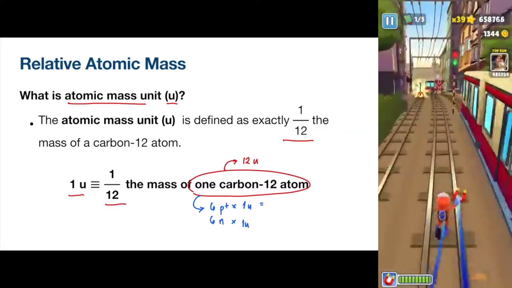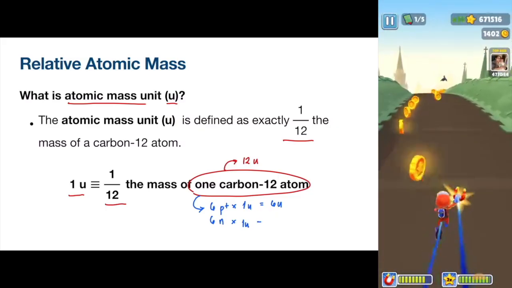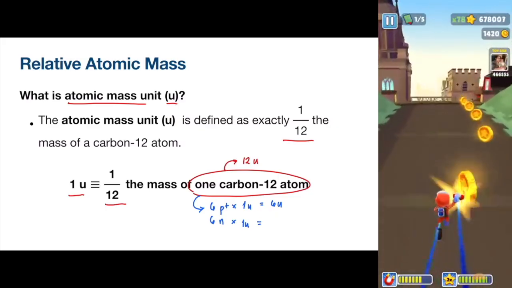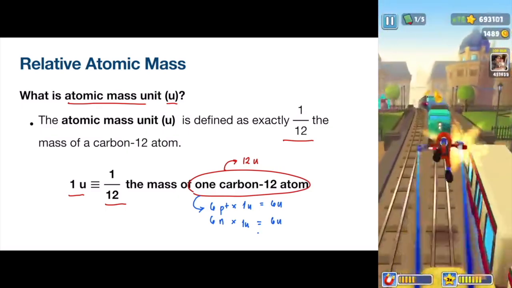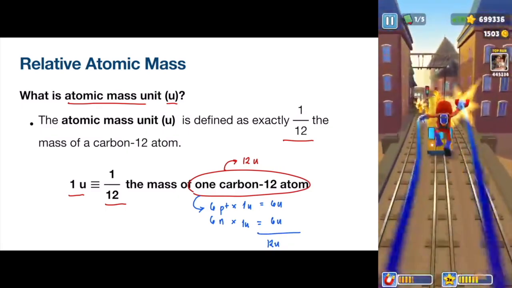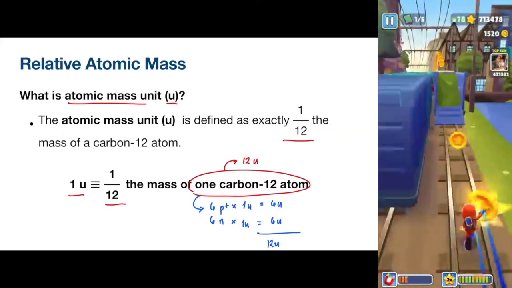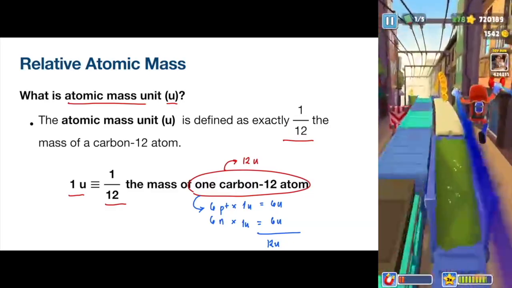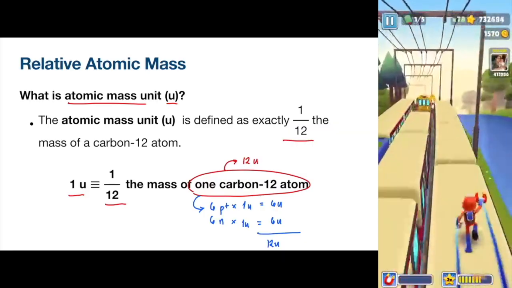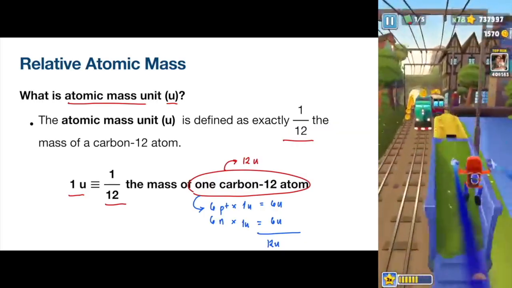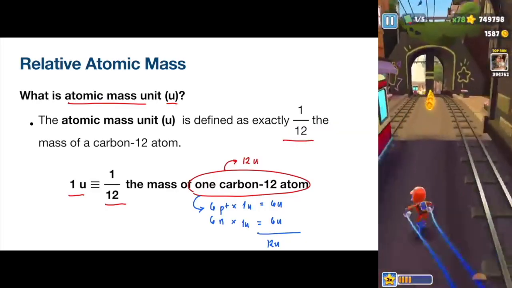So 6 protons with 1 unit each is equal to 6 atomic mass units, and 6 neutrons also contribute 6 atomic mass units. Therefore, the total mass is 12 atomic mass units. The mass of an electron is very small, therefore it can be ignored. You can think of this atomic mass unit as just another unit of mass, similar to grams or kilograms, but designed specifically for measuring atoms.